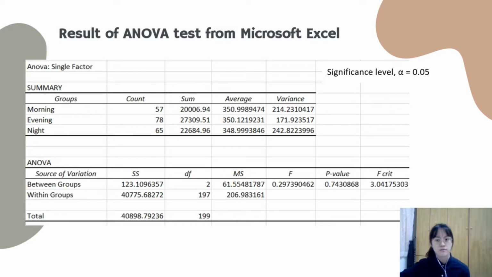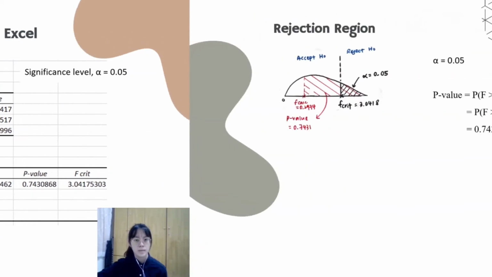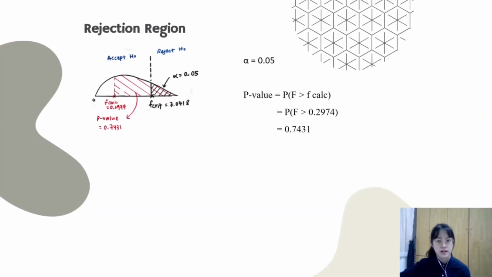So the significance level we use is 5%, which is alpha equal to 0.05. So the p-value we obtain is 0.7431. So F calculate is 0.2974. So the p-value we get from Excel, which is 0.7431, is greater than alpha 0.05. So the F calculate is located in the region of accepting H0, which is here.